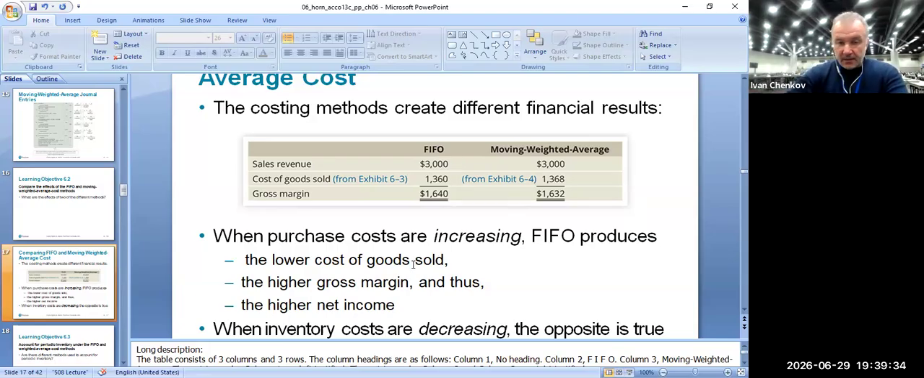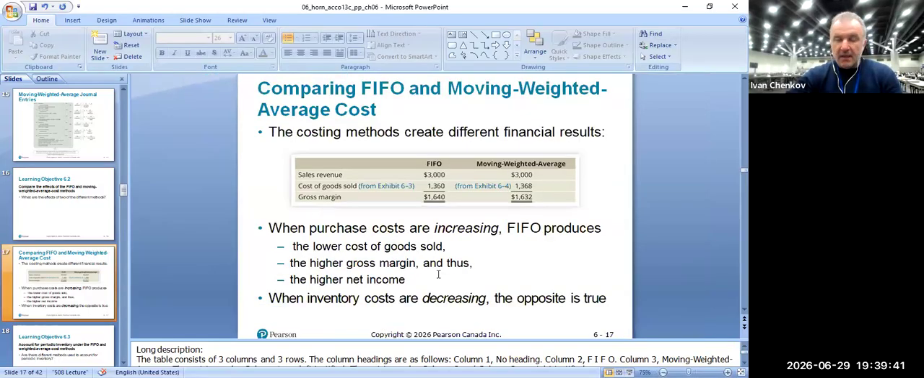So the conclusion that we can make is, when the purchase cost is increasing with first in, first out, we're going to produce lower cost of goods sold because we're selling first the cheapest inventory. Second, higher gross margin, because the cost of goods sold in our calculation will be a lower number. Gross margin is going to go up, and because of that, net income is going to be higher.